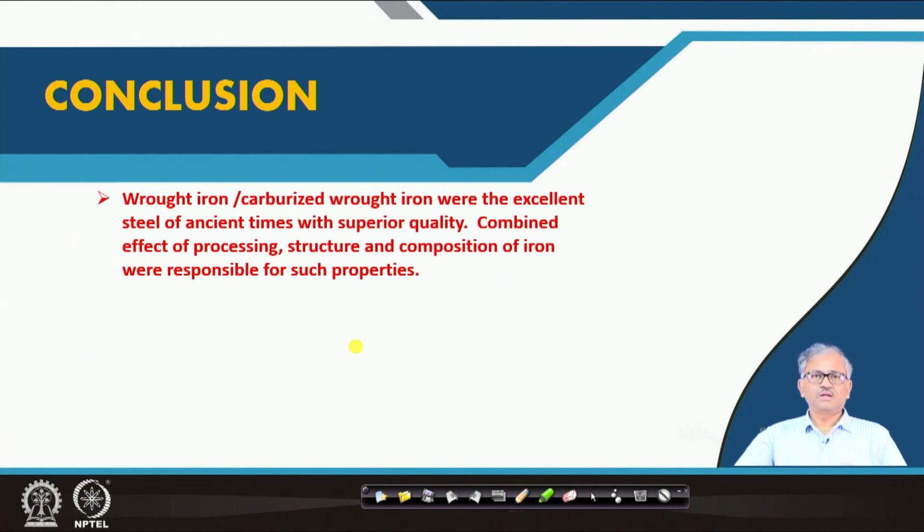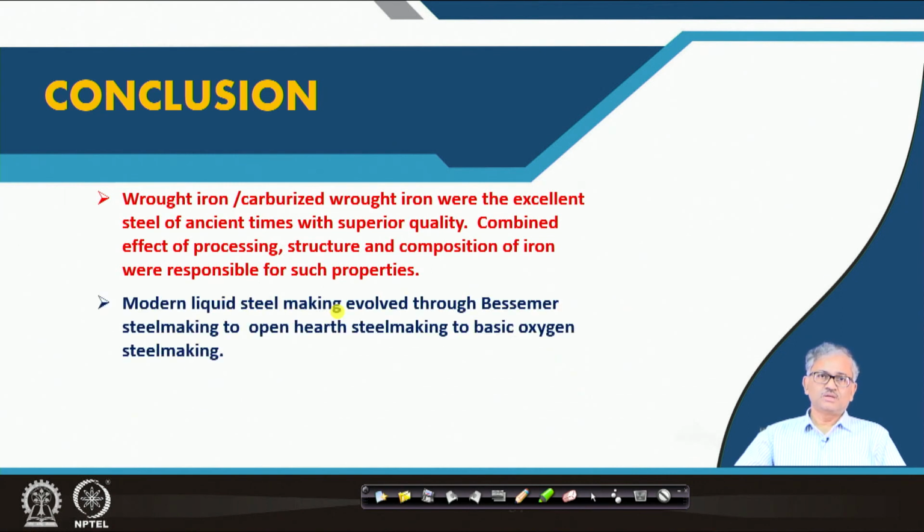Wrought iron and carburized wrought iron were excellent steel in ancient times with superior quality. The combined effect of processing, structure and composition of the iron is supposed to be responsible for the very excellent quality of those steels at that time. They were very corrosion resistant, and then the wootz steel, those are the.